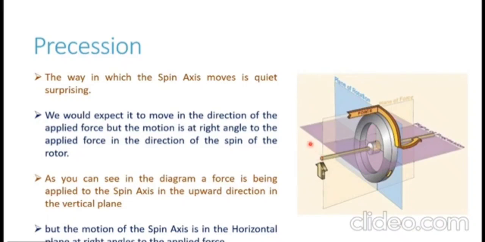So you are applying the force in this particular way and the spin axis will move like this. You see this particular arrow being shown here. The force was trying to move the rotor in this particular direction, but it will turn 90 degrees in the direction of spin and the spin axis will move in the horizontal plane. Now, it may be a little difficult to understand from the diagram, so I will be showing you a video later on where it will become more clear to you.